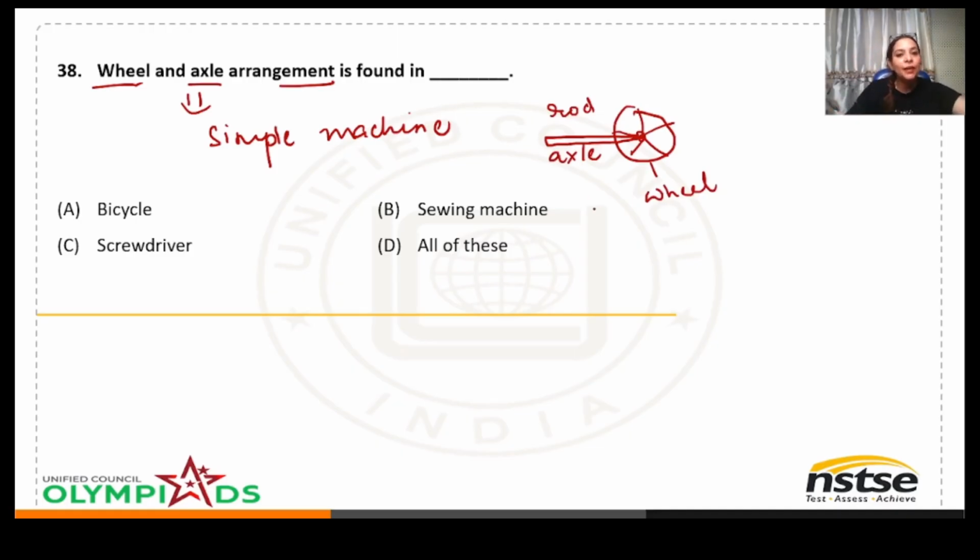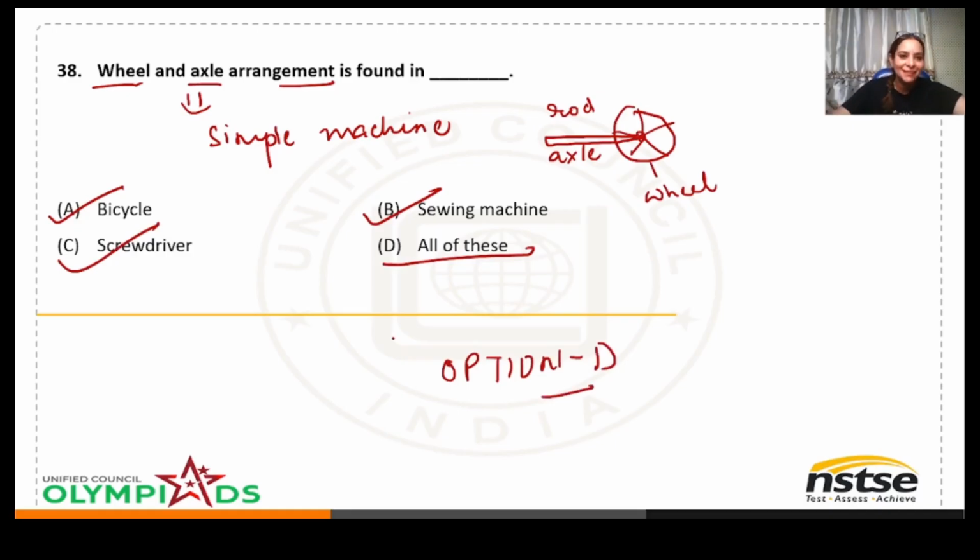And this type of arrangement, wheel and axle arrangement, is present in all three: in the bicycle, in the sewing machine, and in the screwdriver. So that means which option is correct? Option D is correct. And this simple machine makes the task easier.